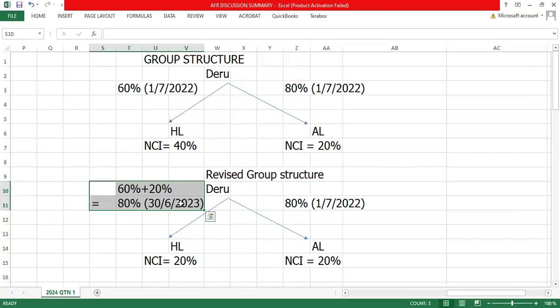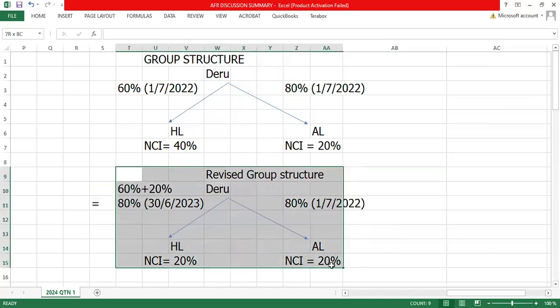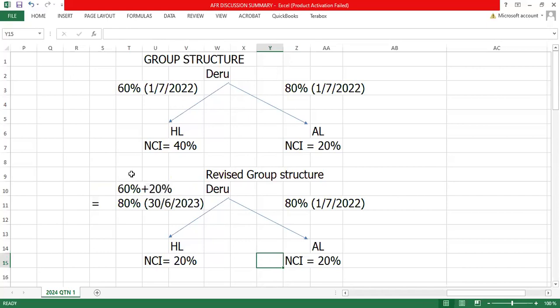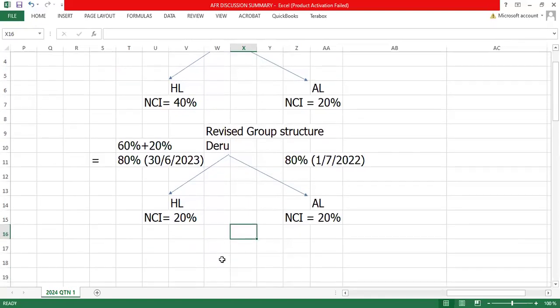So if you were preparing an income statement, this one would have no impact on whatever you'll be doing. But because you're preparing a balance sheet and we need to put NCI in the balance sheet, the NCI of HL will be reported at 20%. And we are going to see that. What is the implication? If you're holding 60% and you add more 20, what will be the impact?